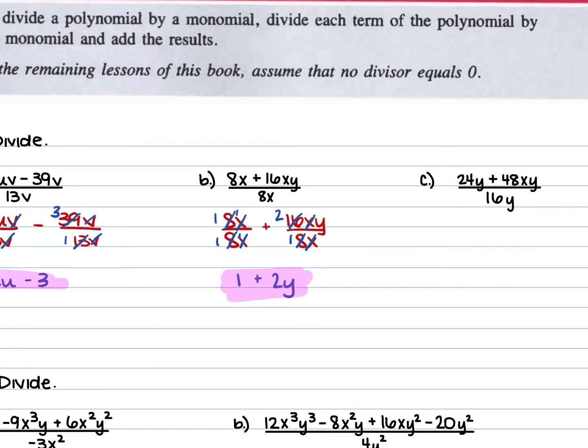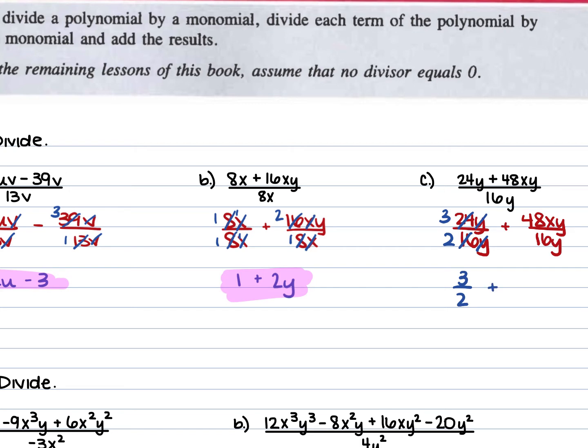For example C, we have 24y plus 48xy all over 16y. So for this one, we're going to have the 24y over 16y as well as the 48xy over the 16y. When we divide these, you have 24 and 16. The 16 does not go into 24 evenly. However, 8 does go into both of those numbers evenly. So the 24 becomes a 3 and the 16 becomes a 2. You have y on the top and the bottom of your fraction, so cancel them out. So you're going to have 3 over 2 plus something.